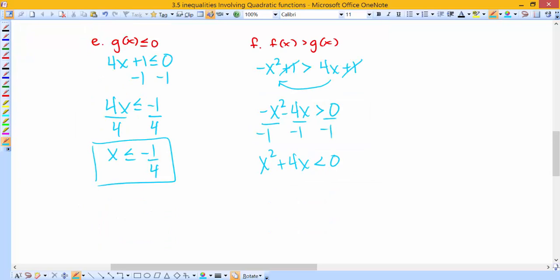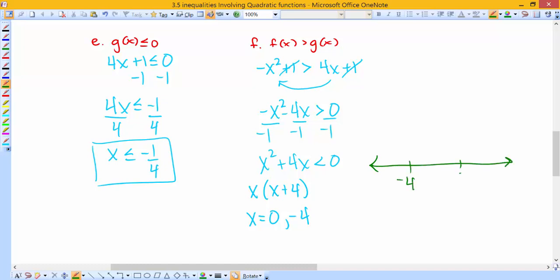We already factored this. This factored to x and x plus 4, and it gave us x equals 0 and negative 4. So now I'm going to make my line. Here's negative 4. Here's 0. And then get your 3 points to test. Negative 5, negative 1, and 1. And then now it's just a matter of plugging in.